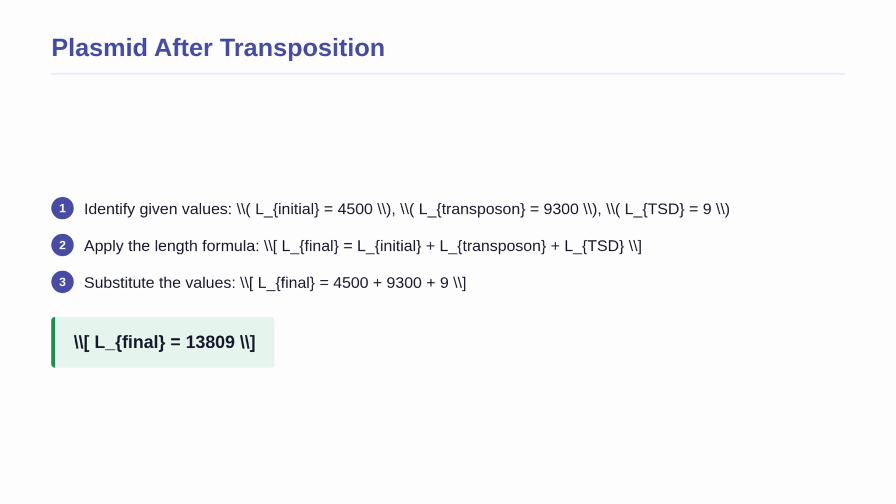We choose our addition formula because we must account for all physical pieces of DNA. We substitute 4,500 for the initial length, 9,300 for the transposon, and crucially, 9 for the duplicated target site. Adding these together, we get a final answer of 13,809 base pairs. Physically, this means the plasmid has more than tripled in size, carrying entirely new genetic information.